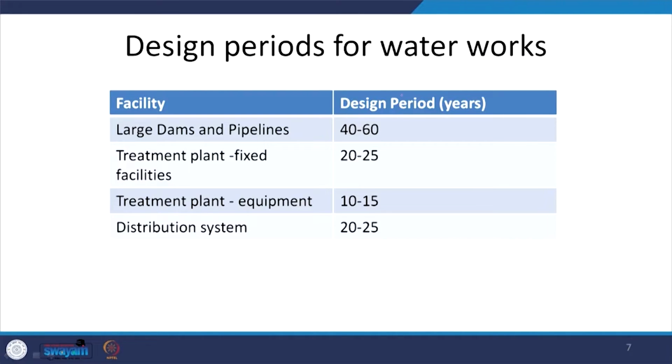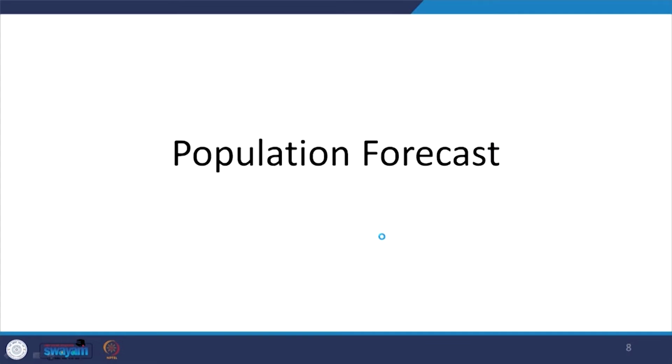So typical periods, we have some information here which will give us an idea. Large dams, again, people think that these are going to be there forever, but as you see, it's 1 or 2 generations. Treatment plants with fixed facilities, concrete and such, 20-25 years. The equipment 10 to 15 years, and the distribution network, which is a much more critical aspect, at least from my point of view, at least in India, 20-25 years. As you see, they have their own lifetime. So your design periods obviously need to consider these aspects, right?